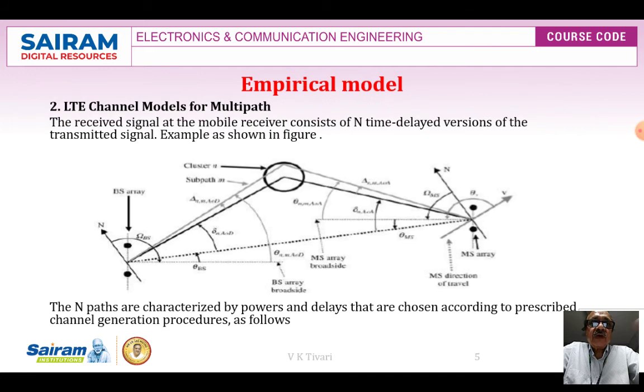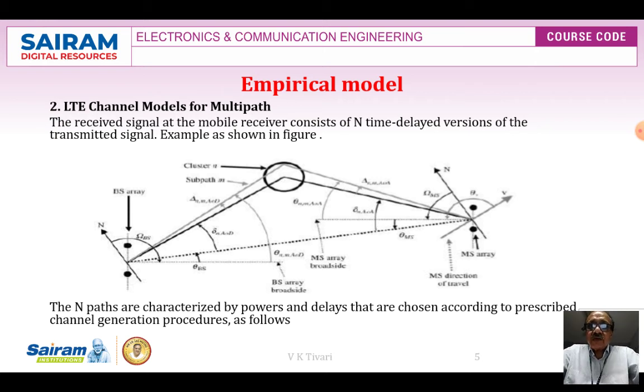Here we have empirical models for the multipath LTE channel. We consider the received signal at the mobile receiver as time-delayed versions of the transmitted signal. Multipath channels are nothing but time-delayed versions of the signal, delayed relative to each other, and they reach the receiver end with angular spread.